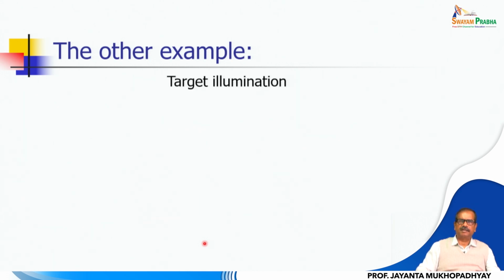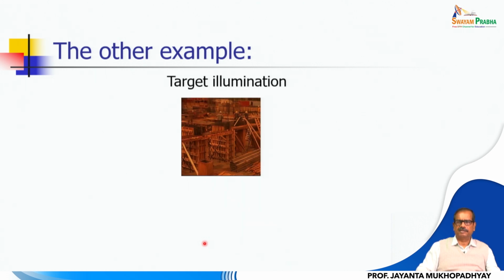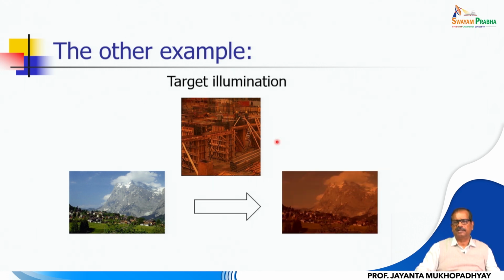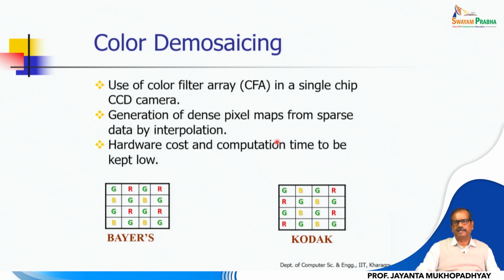I will give you another example. Suppose your target illumination is this one instead of the other one, and this is your source image. That means these colors are to be transformed as if those objects are illuminated by the illumination of this target image. If I perform this computation following the same algorithm, you can see that this artificial reddishness is now encompassing the whole scene. So this is another example of color processing where you can transfer the images.